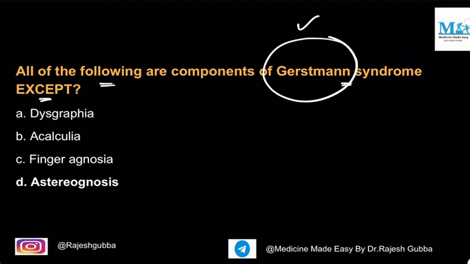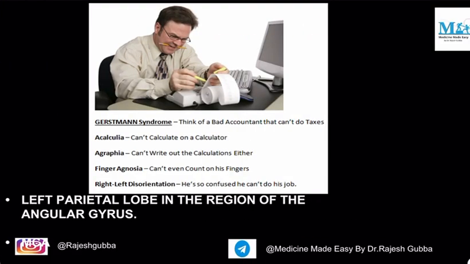So if you want to remember the components of the Gerstmann syndrome, I'll just give you one mnemonic, right? So the mnemonic is that we have an accountant, he is a bad accountant and he can't do taxes. Now, what all he has is, he has acalculia, right, where he can't calculate on a calculator. Next, he also has agraphia, that is, he can't write out the calculations either. And he has finger agnosia, he can't even count on his fingers. And he also has right to left disorientation, so he is so confused he can't do his job.